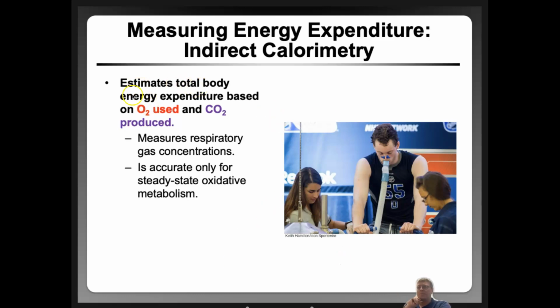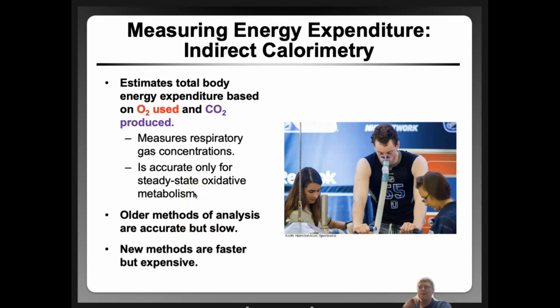So your estimated total body energy expenditure is based on your oxygen used to the carbon dioxide produced. So the measurements go as respiratory gas concentrations. It's accurate for steady state oxidative metabolism. So this would be a run or a cycle, kind of steady state, continuous, running on a treadmill, keeping a bike going type of exercise. Older methods of analysis are accurate but very slow. That's the other one we just kind of talked about there. New methods are faster, but they're also pretty darn expensive.